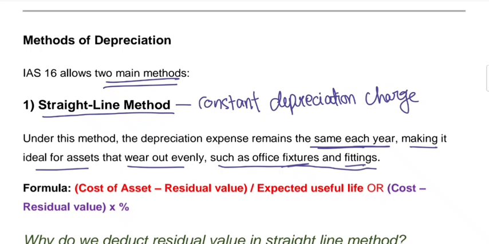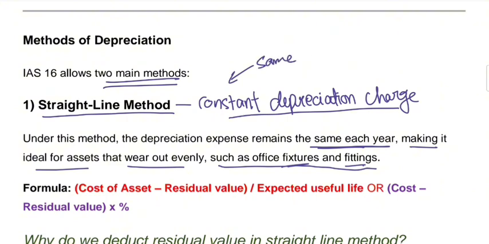If, for example, based upon the judgment of the entity, we think that this particular asset is going to give us constant economic benefits, which means the same level of economic benefits every single year, we will then select the straight line method, which will give a constant depreciation charge every single year. Constant means the same depreciation charge every single year.